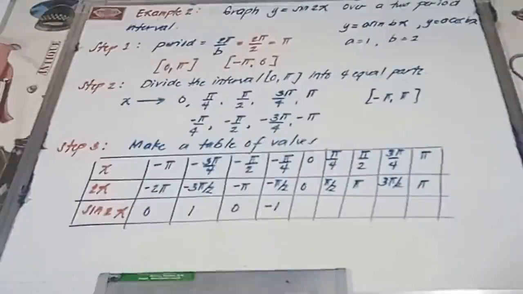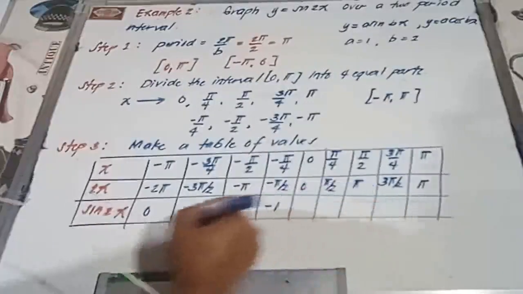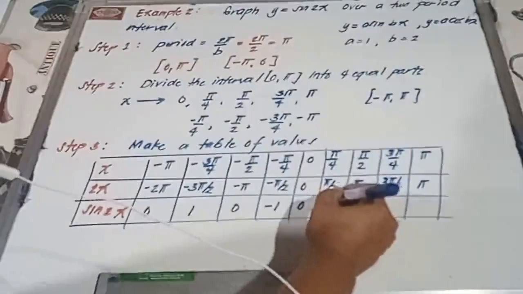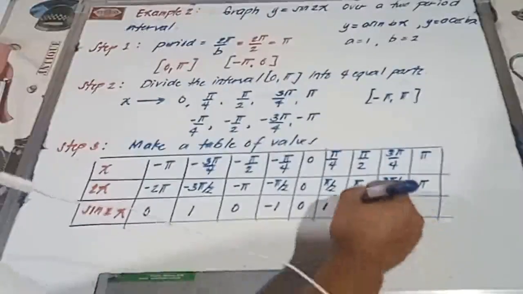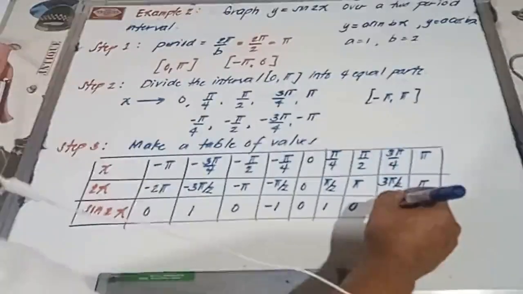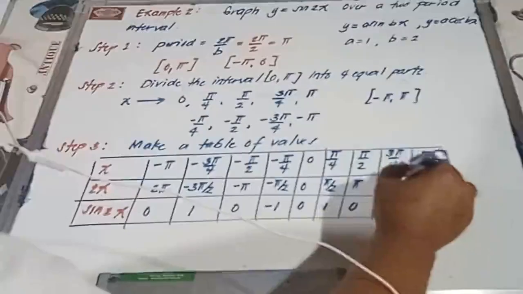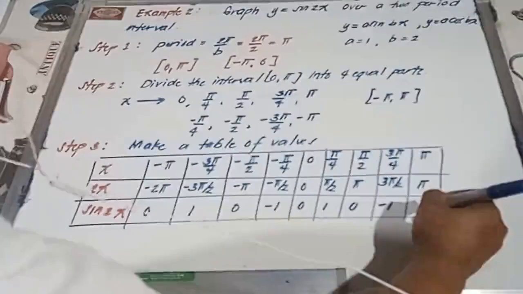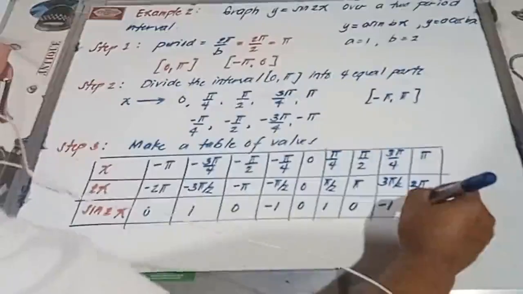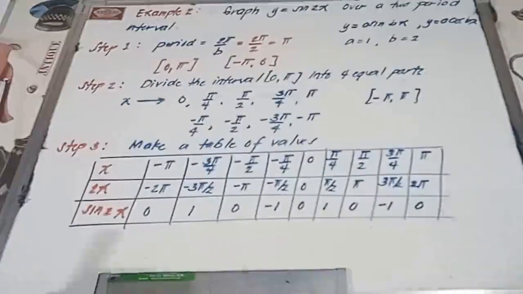Sana memorize nyo yung mga values nito, yung 30, 45, 60, 270, 90, 180, 360, and 0. Sine 0 is 0. Sine pi over 2 is 1. Sine pi is 0. Sine 3 pi over 2 is, that will be negative 1. And sine, this should be 2 pi. Sine 2 pi is 0. Yan. Okay. So, right after nyan, pwede na natin siyang i-plot.